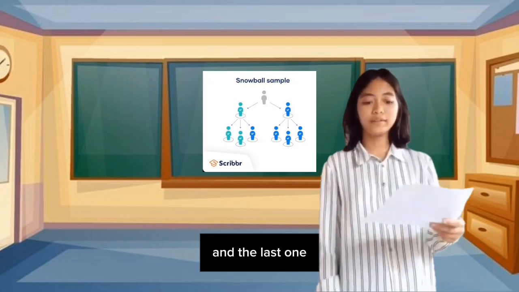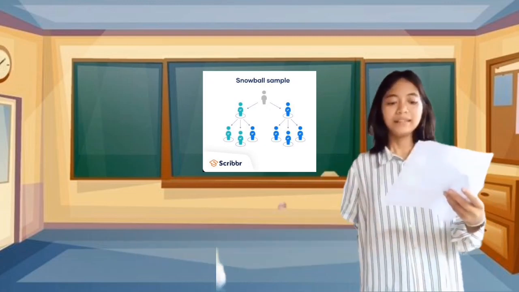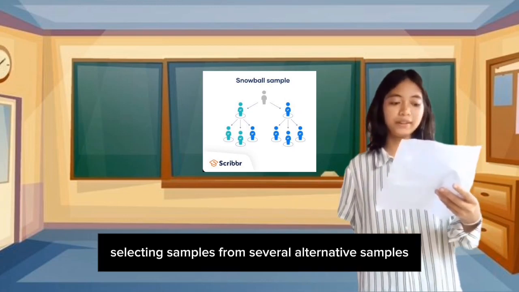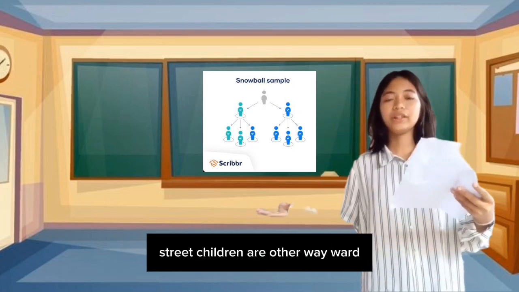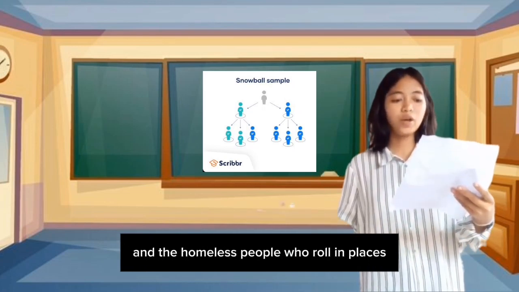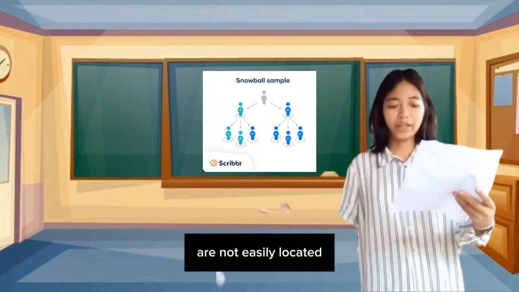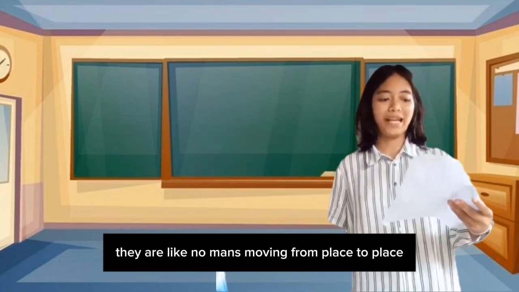And the last one is snowball sampling, selecting samples from several alternative samples like drug dependents, human trafficking victims, street children, or other wayward and homeless people whose dwelling places are not easily located. They are like nomads moving from place to place.